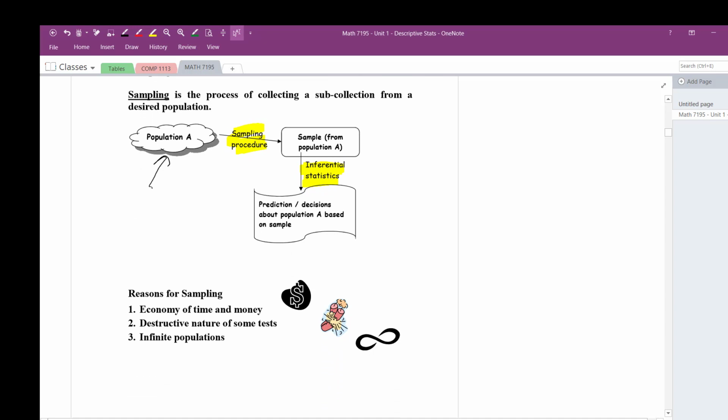Why do we do this procedure? Why don't we just always study the population as a whole? Well, it's usually just time and money that is the main reason. Other times we have to test things, and during the test we're destroying things, or maybe we have test subjects and there are only so many available. And other times we have infinite populations. If you're studying water molecules or something like that, they're essentially an infinite number, so you can't study them all.